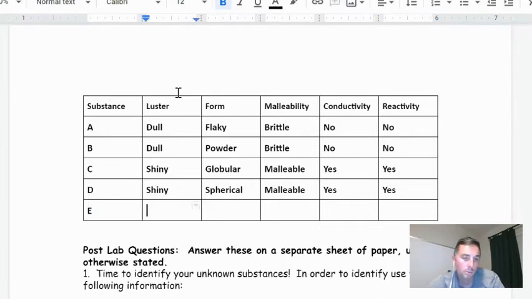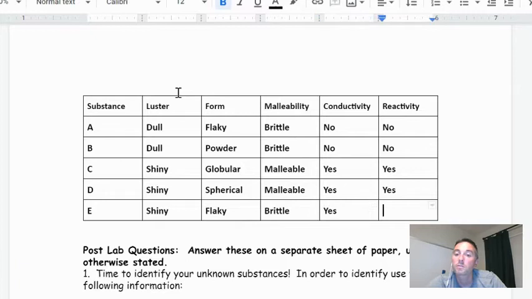The last one's really strange, because it ends up being shiny. It's flaky, which we found out doesn't really help us, but it's brittle. It's conductive, but it doesn't react with acid. From these substances, we can now use the information to try to figure out what they are. I'm going to highlight a few things here to identify what was metal and what was non-metal, and see if we can notice any trends.